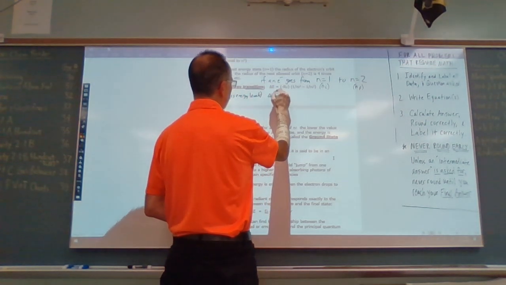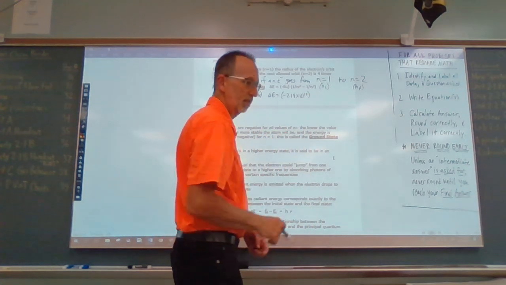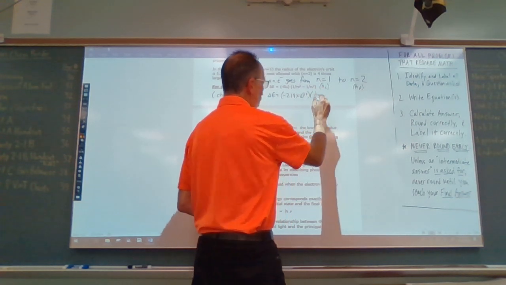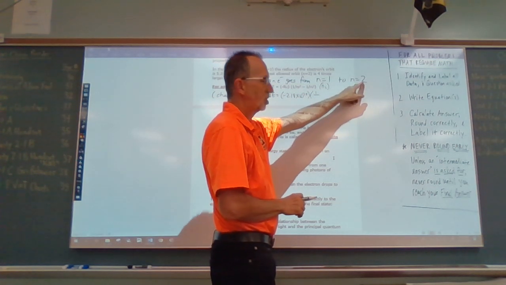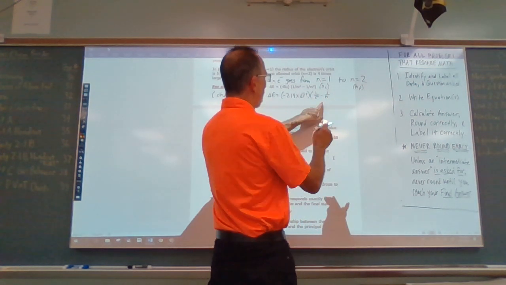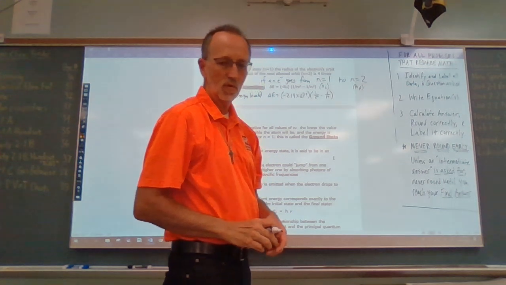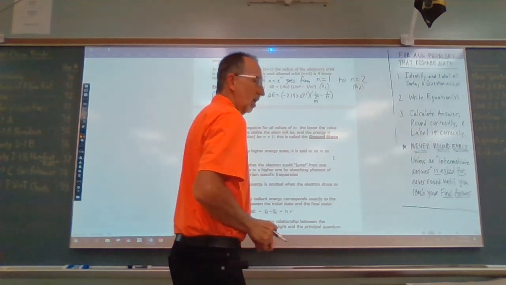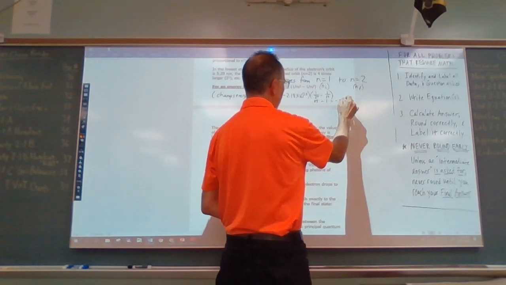All right, so delta E would be the negative Rydberg constant, 2.18 times 10 to the negative 18th, sorry about that, times 1 over our final energy level squared, which is 2 squared, minus 1 over our initial energy level n equals 1, so 1 squared. 1 over 2 squared is 1/4, that's 0.25. 1 over 1 squared is 1, so 0.25 minus 1 is negative 0.75.